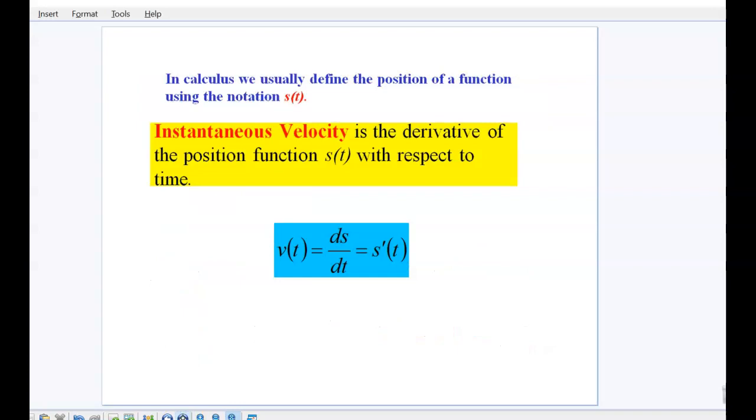Okay, now we're going to start looking at position, velocity, and acceleration. Instantaneous velocity is the derivative of our position function. And in physics, we use position, which means the same thing as displacement. And quite often we use the variable s(t) for position. So therefore, velocity is the derivative of position with respect to time, or s prime of t.